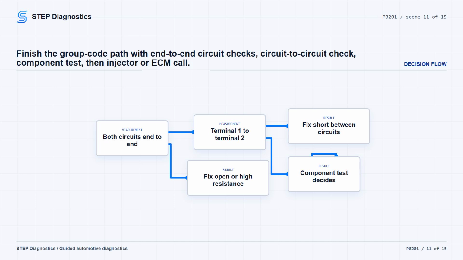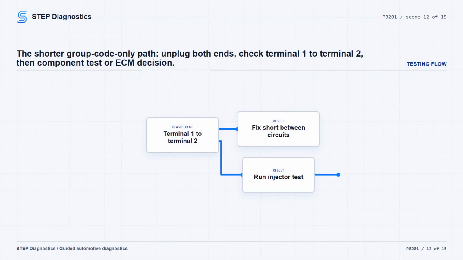If component testing fails, replace the fuel injector. If component testing passes, replace the K20 engine control module. If the injector group supply code is present but no other codes are set, the path is shorter.